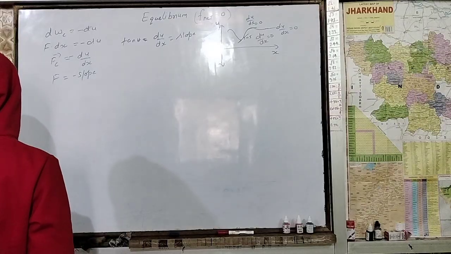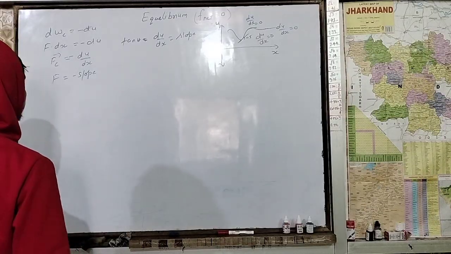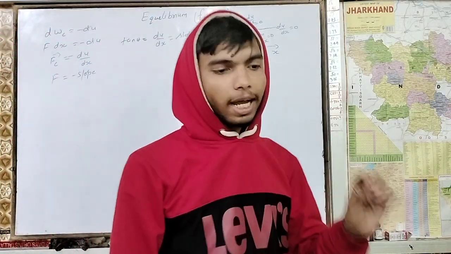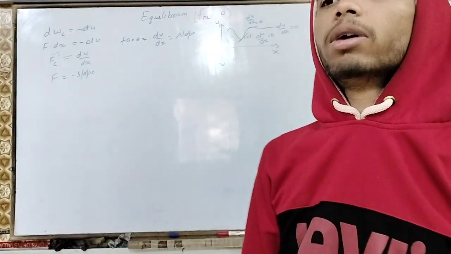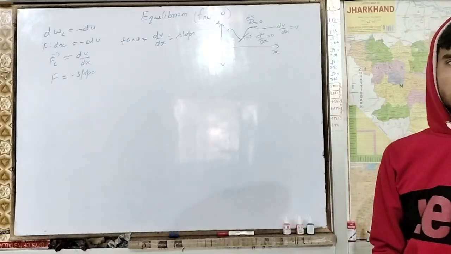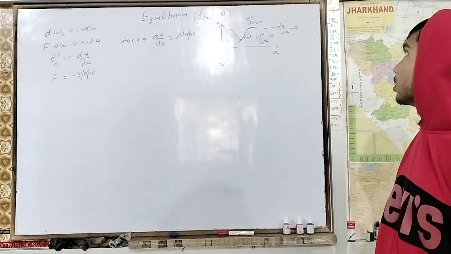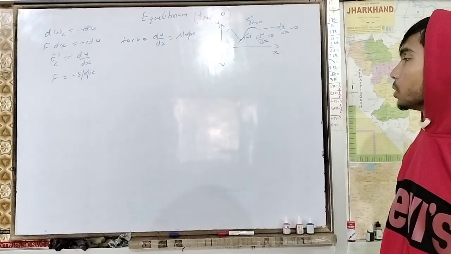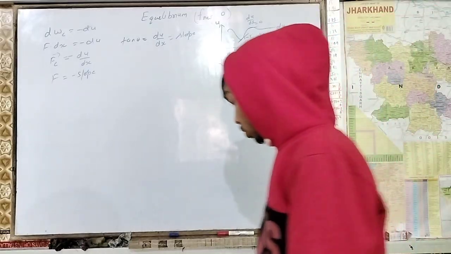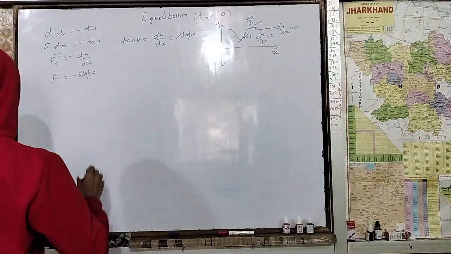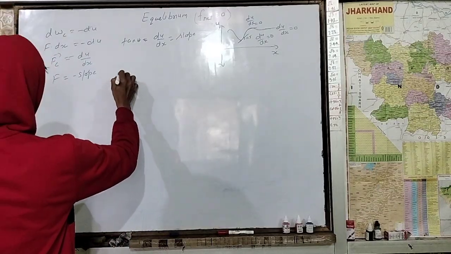Types of equilibrium. We have seen the definition of equilibrium through the graph. The graph says that at the point where the slope tan theta is equal to 0, dy upon dx is equal to 0. This was the meaning of equilibrium. Now let's see the types of equilibrium.